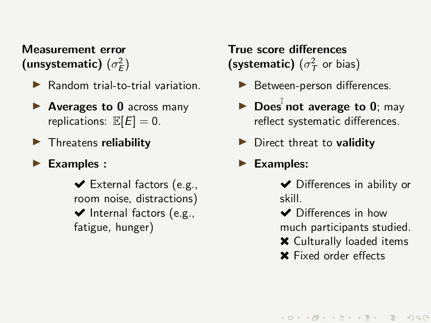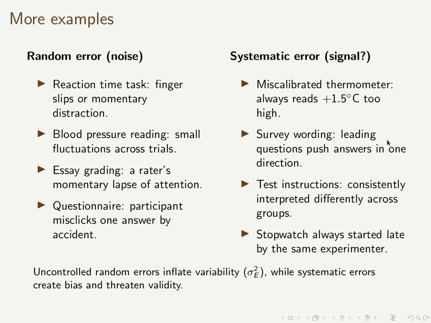Other examples of unwanted systematic variation might be culturally loaded items or, again, fixed order effects. So here we have some more examples. I'm going to just show them here real quick. You can study them on your own.